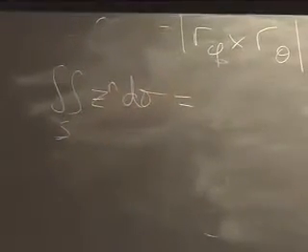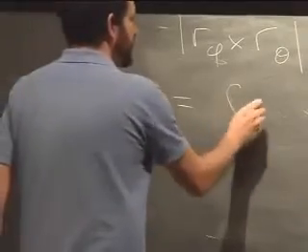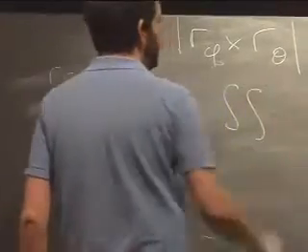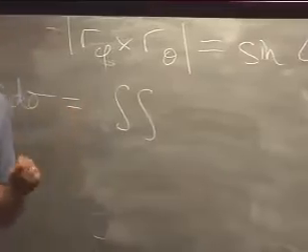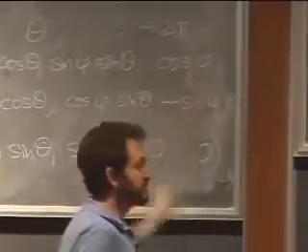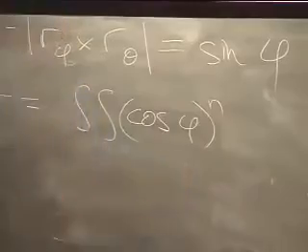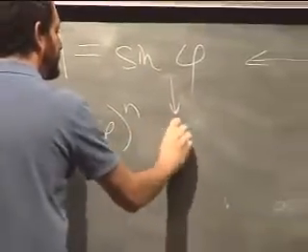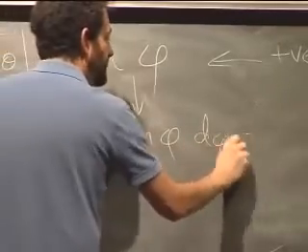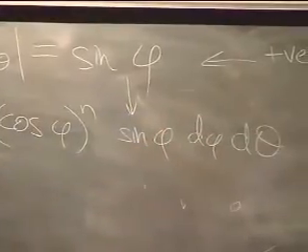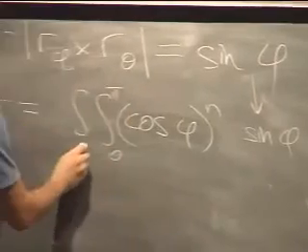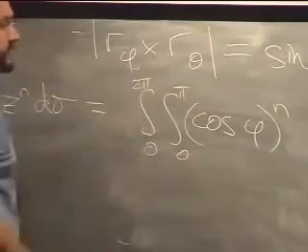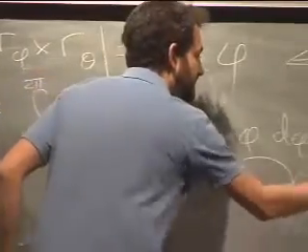The double integral of z to the n d sigma is equal to the integral of what's z? Z is, if you look back over here, cosine phi. So it's cosine phi to the power n. And then you have this determinant, sine phi, d phi d theta, and you've got to get the bounds right. Phi goes from 0 to pi, and theta goes from 0 to 2 pi. So I want to stress that this is the d sigma.